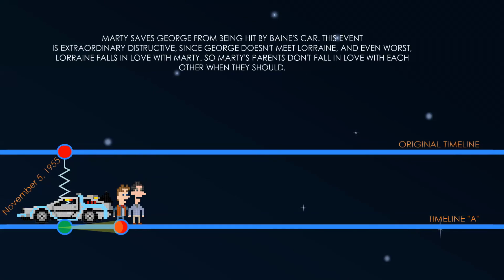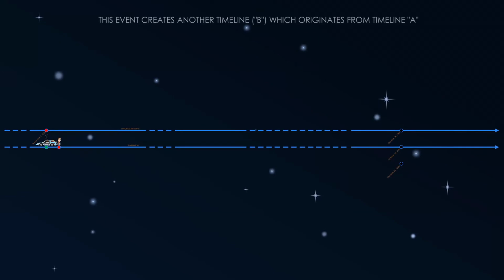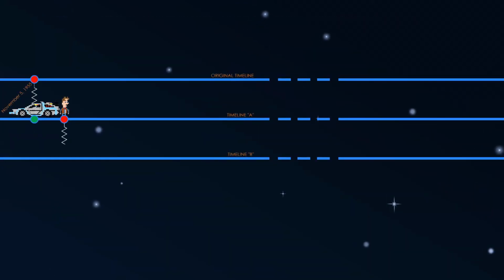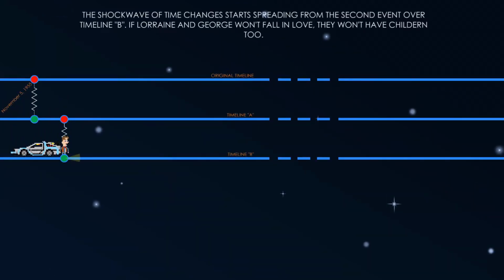Marty saves George from being hit by Mr. Bain's car. This event is extraordinarily destructive, since George doesn't meet Lorraine, and even worse, Lorraine falls in love with Marty. So Marty's parents don't fall in love with each other when they should. This event creates another timeline B, which originates from timeline A. The shockwave of time changes starts spreading from the second event over timeline B.